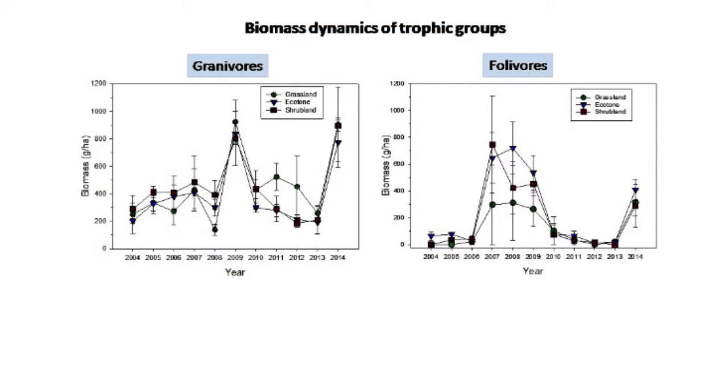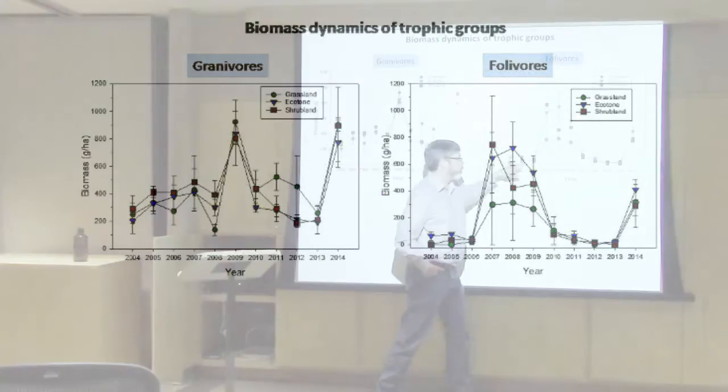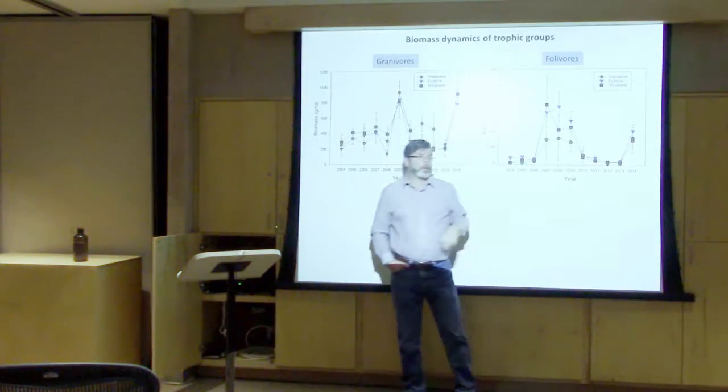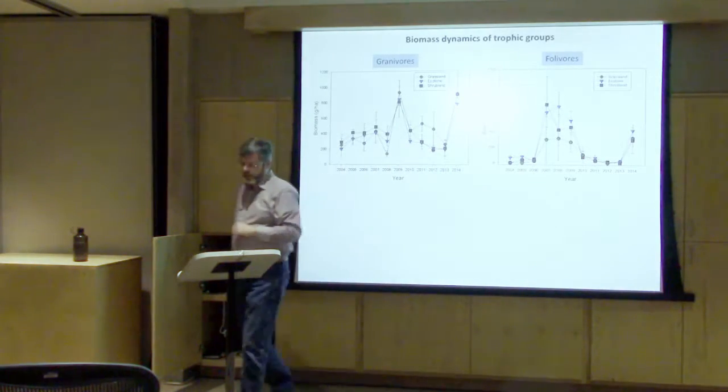What I want to go back to is this biomass and look at granivores versus folivores, those two. You see some similarities and some differences. One thing I want to point out is that even during these dry periods, you still have a fair amount of biomass produced by the granivores, right? Whereas the folivores pretty much just go down almost to nothing.